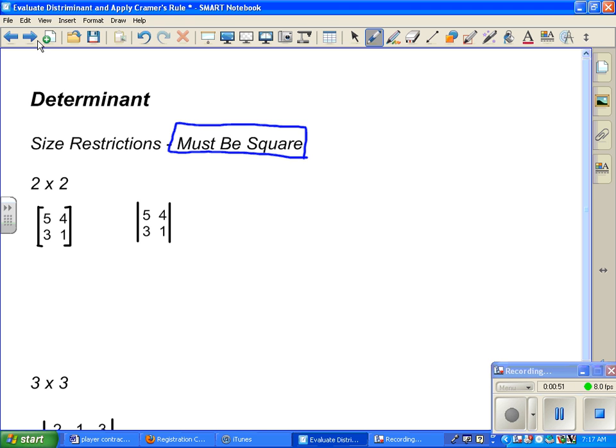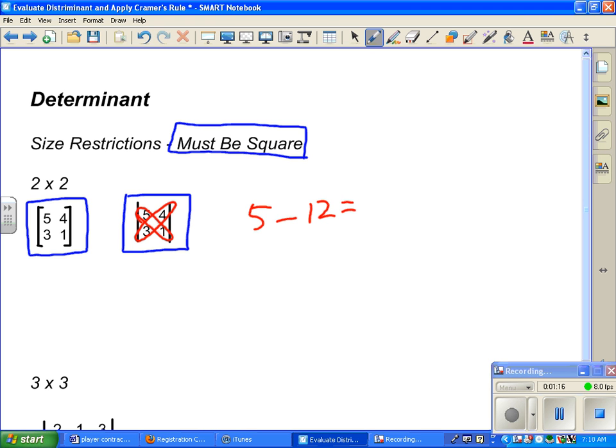Now, a little notation difference. This is how we denote a matrix, but if you're finding the determinant, you use two straight lines. That tells somebody you want to find the determinant. Okay? Here's how it works. To find the determinant, you take the main diagonal and multiply. So that's 5. And you subtract the opposite diagonal, which is 12. So in this case, our determinant is negative 7. Take the main diagonal, multiply, and subtract the other diagonal.